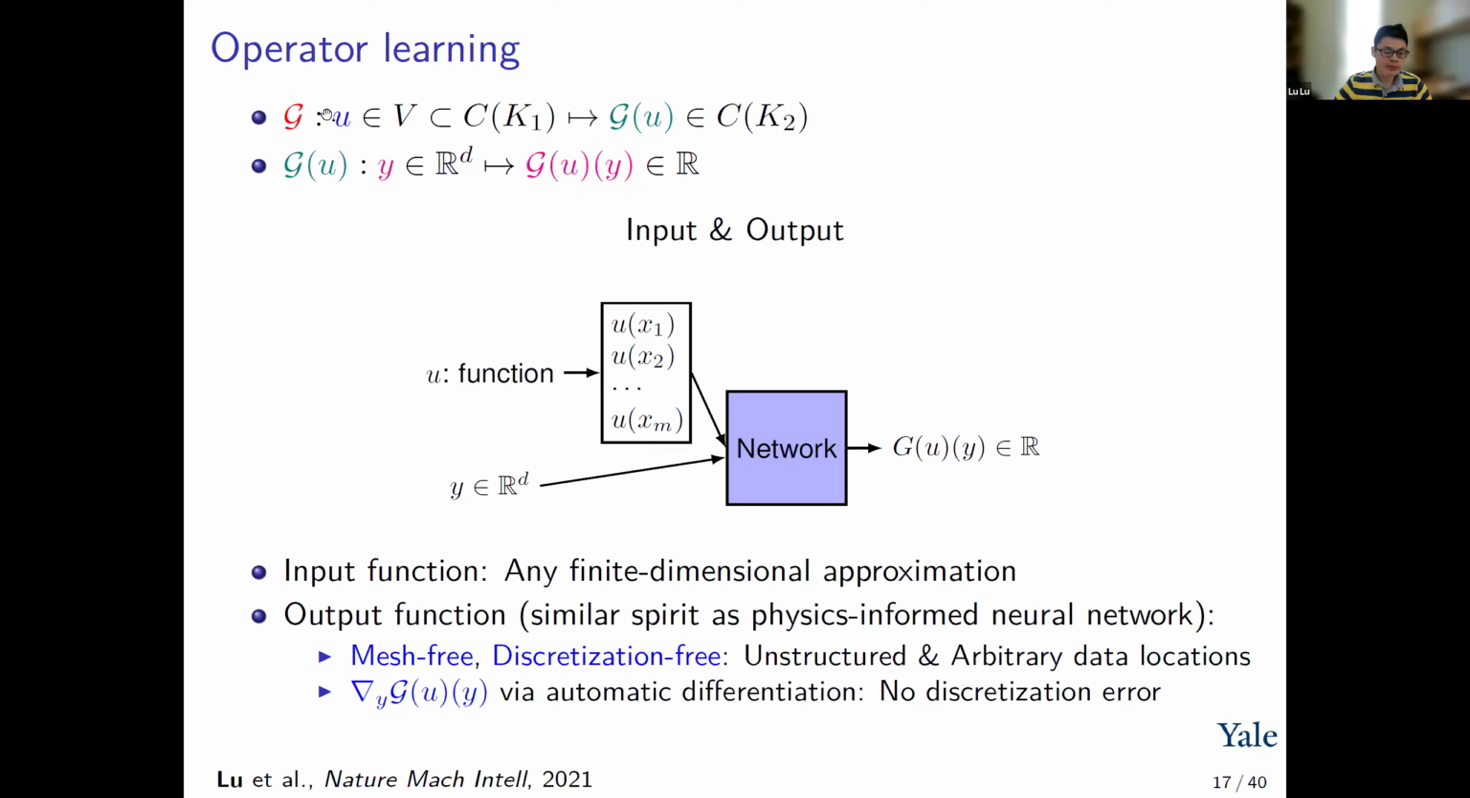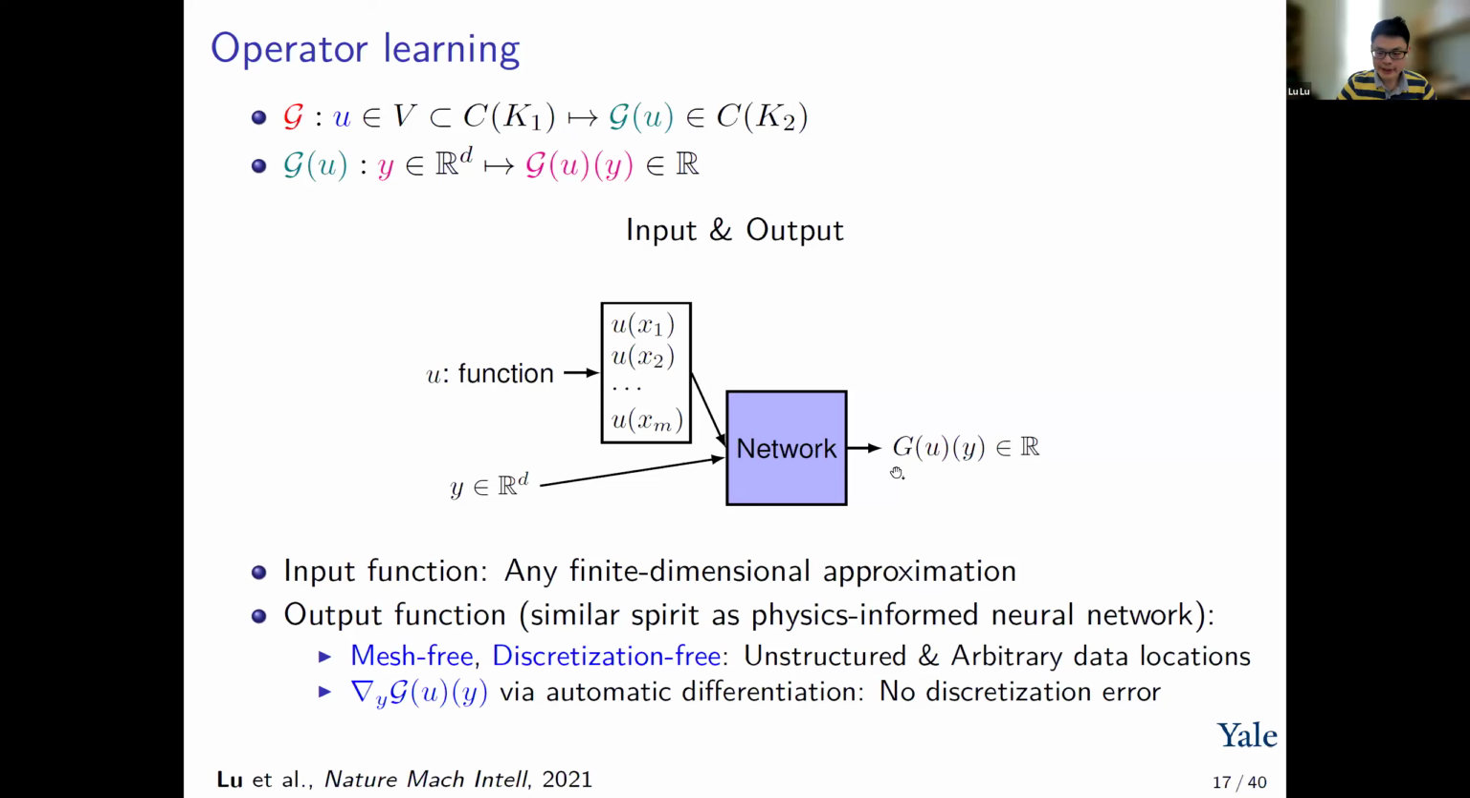Oh, sorry, I forgot to mention a few notations here. So let's say the operator I try to learn is denoted by this G. So G is the operator, for example, the mapping from the boundary condition to the PDE solution. And u is the input, for example, could be the boundary condition or initial condition. G(u) is my PDE solution. But as G(u) is a PDE solution, is a function, so we cannot predict the function directly.